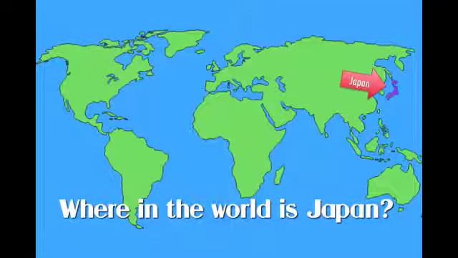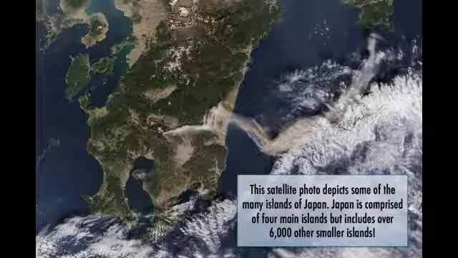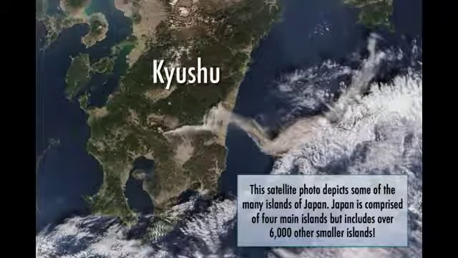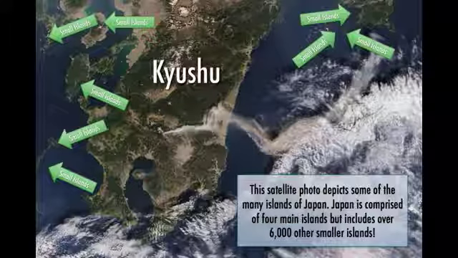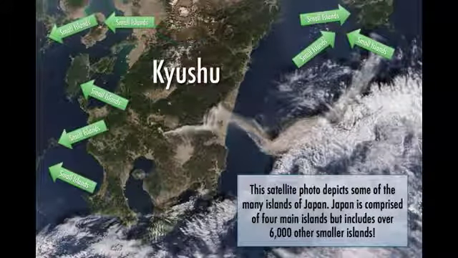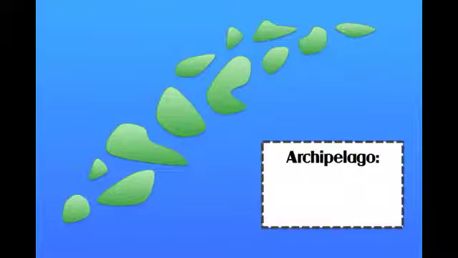Japan is located off the east coast of Asia, near China and Korea. And Japan itself is a series of islands. Now, there are 4 main islands of Japan, including the island of Kyushu, which we can see in this satellite image here. But there are also thousands of other smaller islands that make up what we know of today as the country of Japan.